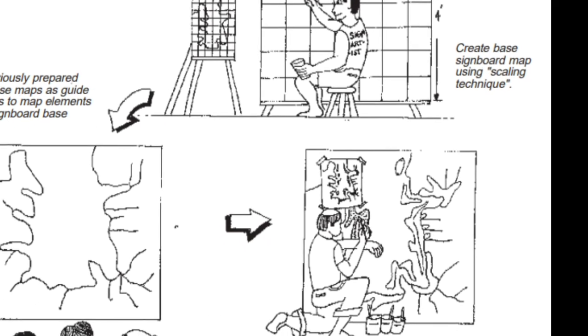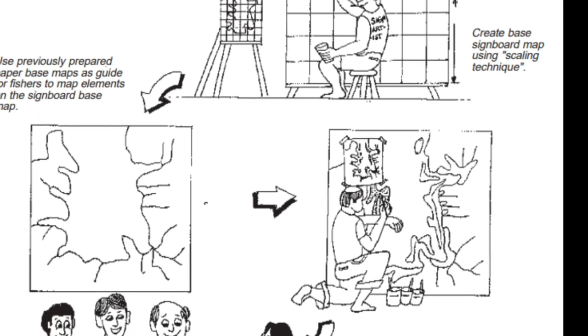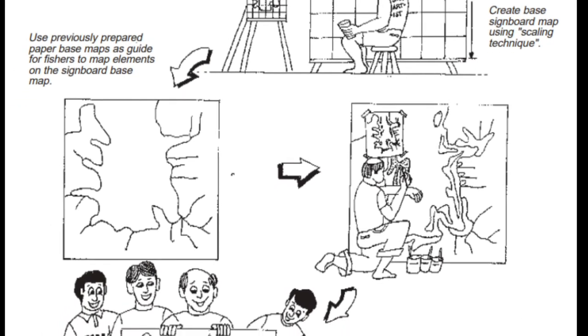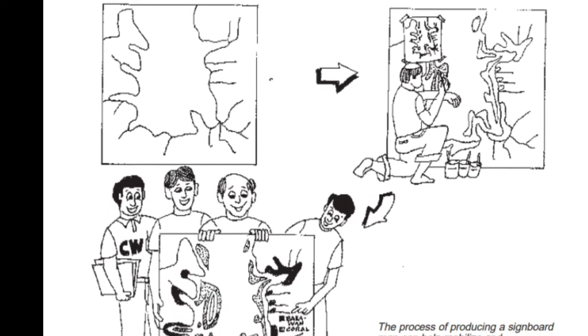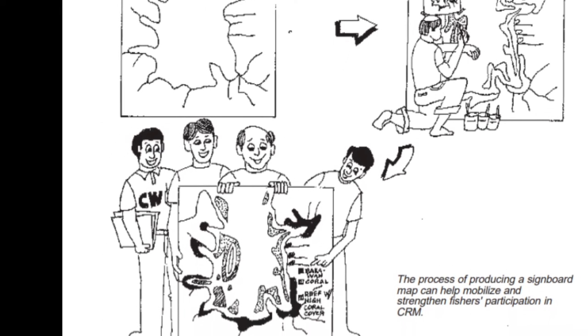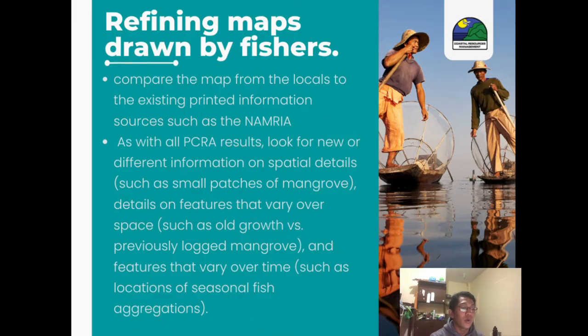Since most fishers are quite good mappers, comparing their maps to the Namria maps is usually a positive experience as they see the strong similarity between their maps and the maps produced by experts. While the similarity is often striking, much can be gained from examining the differences between the local and expert maps.